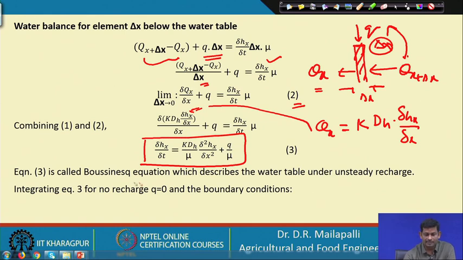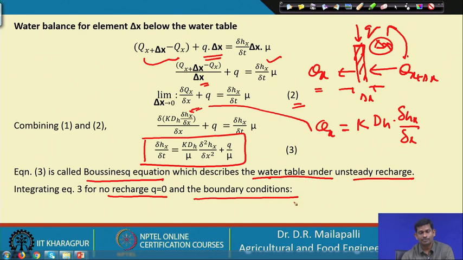This equation is called Boussinesq's equation. It describes the water table under unsteady recharge. Now we are going to integrate for no recharge, q equal to 0, with the initial and boundary conditions, and find the solution.